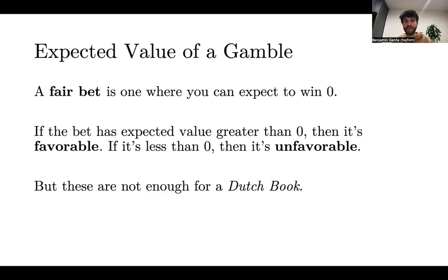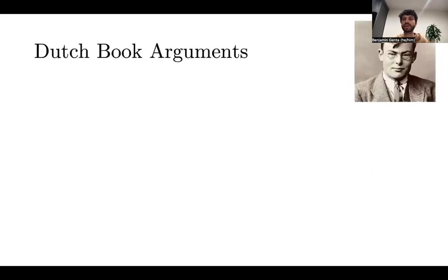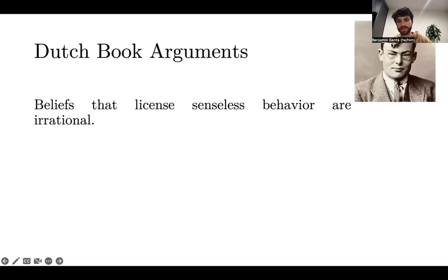But unfavorable bets are not the same as Dutch books. And we're going to see. Dutch books are stronger. So let's get to these Dutch book arguments. What do they say? They come back to this philosopher called Frank Ramsey, who has done a lot of great things. I encourage you to look him up. But the Dutch book argument is really an argument. So let's look at the premises of the argument.